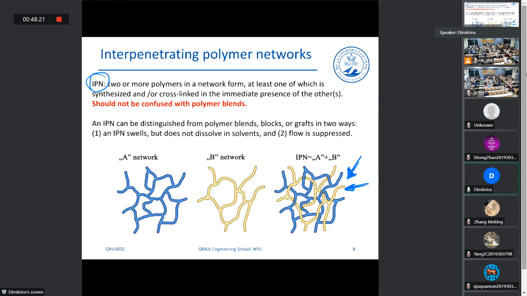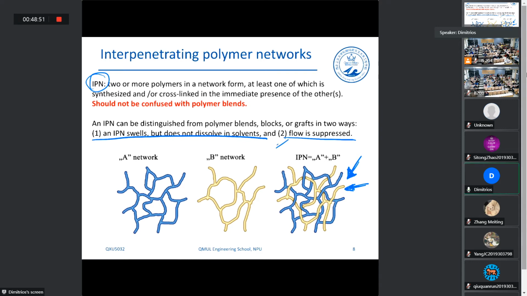I just point out that some people confuse these IPNs with polymer blends, but these are not polymer blends, okay? Because they have two main differences from polymer blends or copolymers or graft copolymers and so on. The main difference is they can swell, but they cannot dissolve in solvents. And secondly, the flow is suppressed.